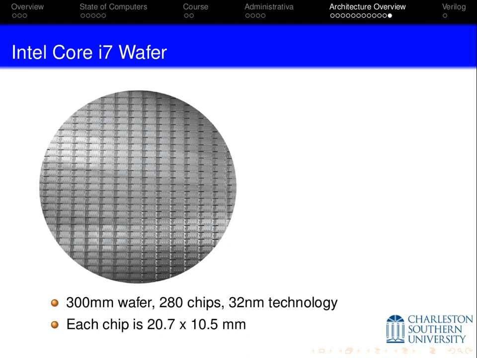An i7 wafer might look something like this. Yes, I know there's no way you're going to get a processor over this little piece right here, so they just chop it off. It's just how it is.